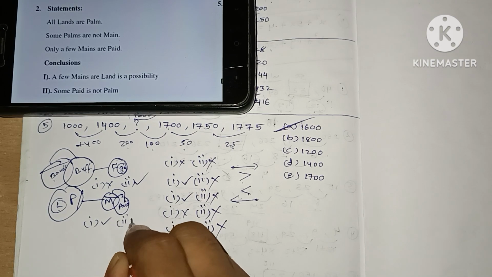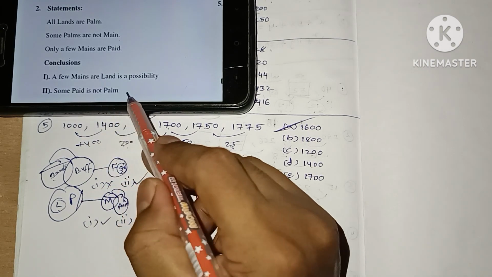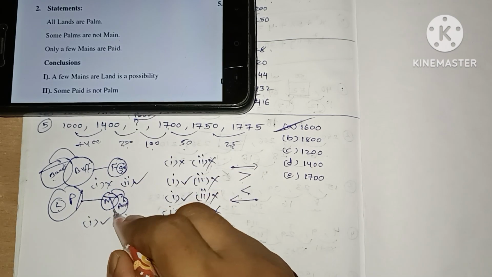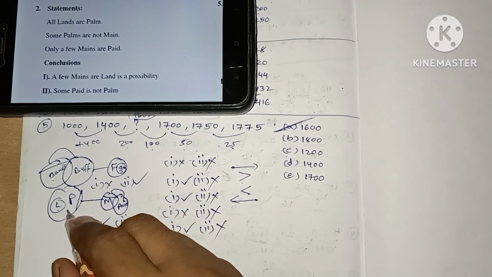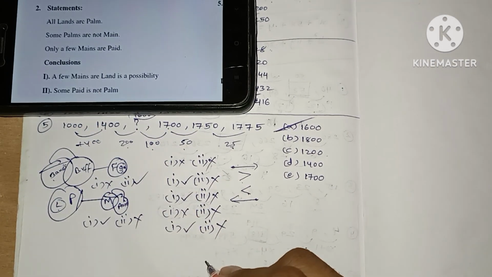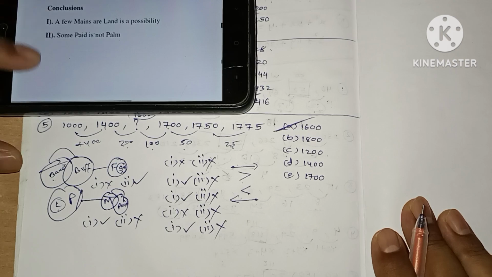Second conclusion, some paid is not a palm. Here we see not. So we check whether all paid can be palm. All paid can be placed inside palm. It is possible. If all case is possible, then the some not case will be false. Next, third question.